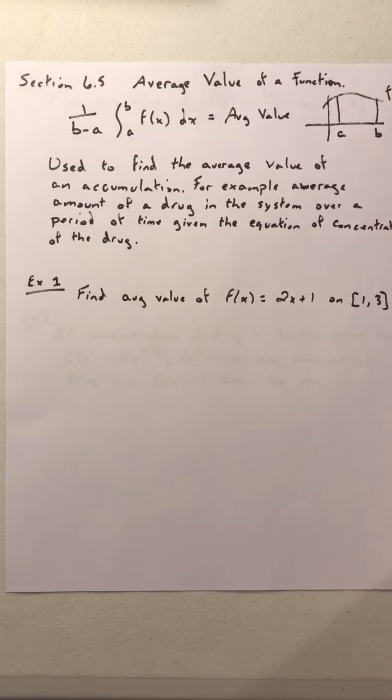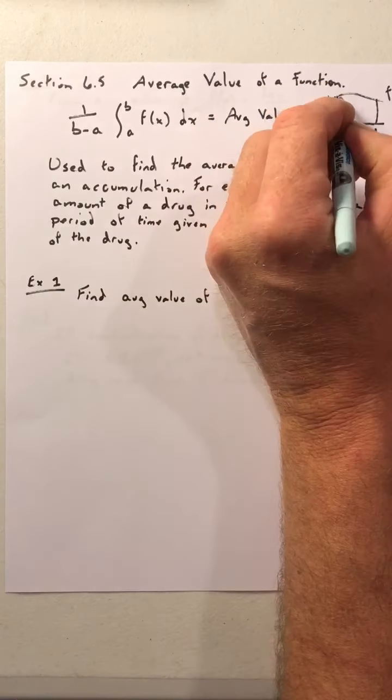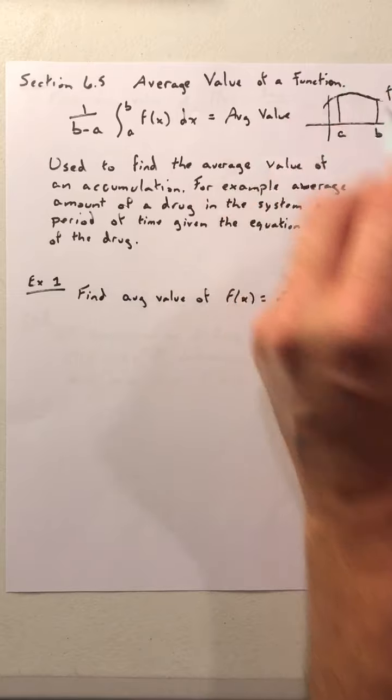Well, what is that function talking about? That function can be anything. It can be drugs in the system after taking a prescription medication. It can be a vaccination. It can be people in a line, the number of people in a line. So it can be really a lot of different things. And we can find the average value of that.